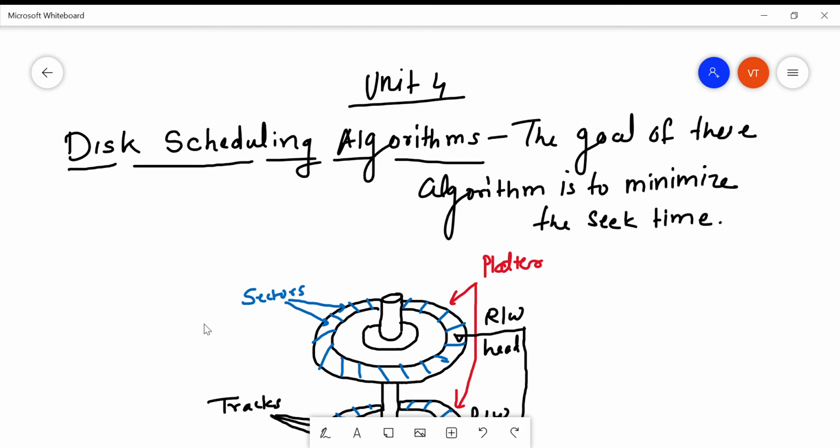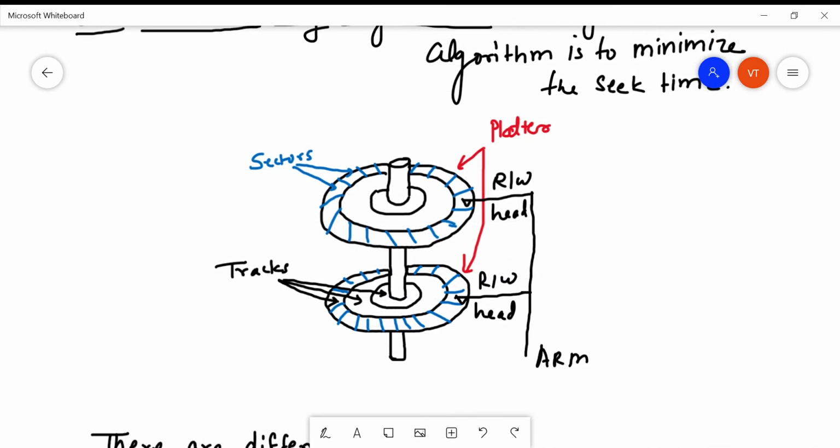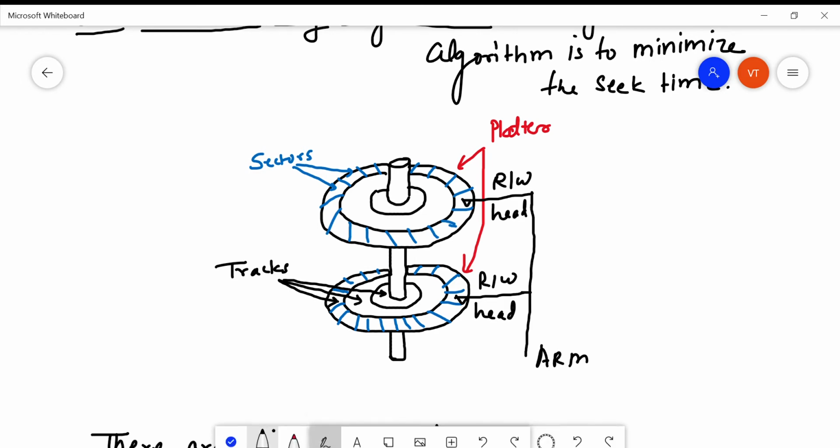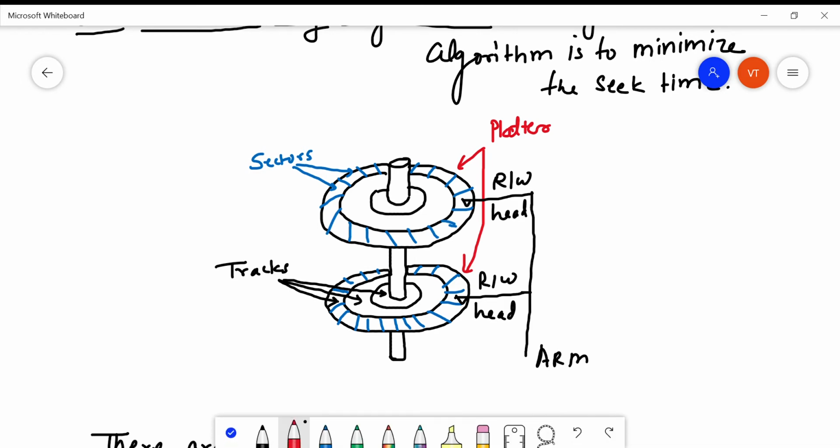Here I have drawn a figure. I have shown the hard disk. A hard disk is a collection of multiple platters, which means one hard disk has multiple platters. You can see here I have shown platters. These circular things are platters.